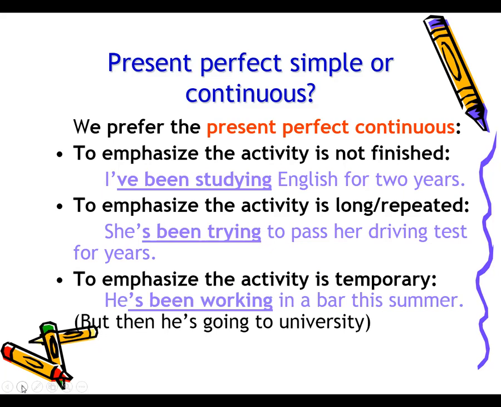The third thing is to emphasize the activity is temporary. He has been working in a bar this summer, but then he is going to university. So sometimes, in order to show that the activity is temporary, we use present perfect continuous. He has been working in a bar, it means he will go to university, he will do some other work after this and so on. So this was all about present tense. Thank you so much.